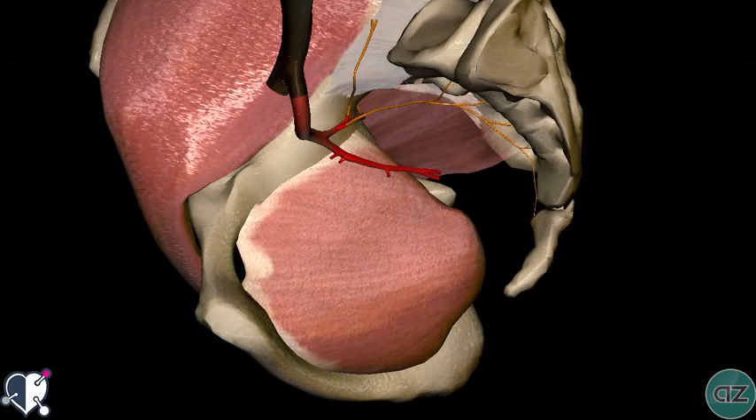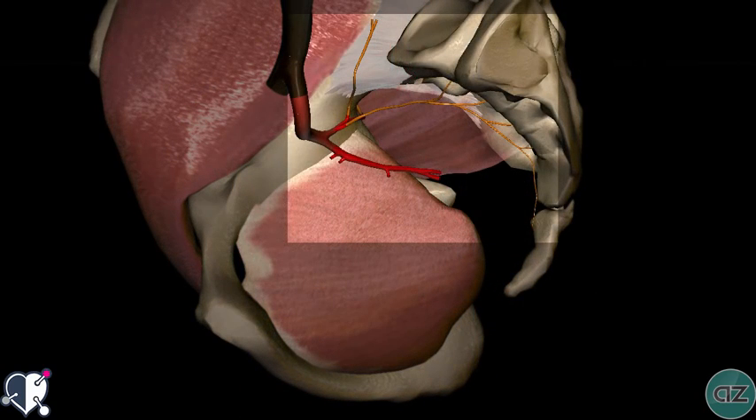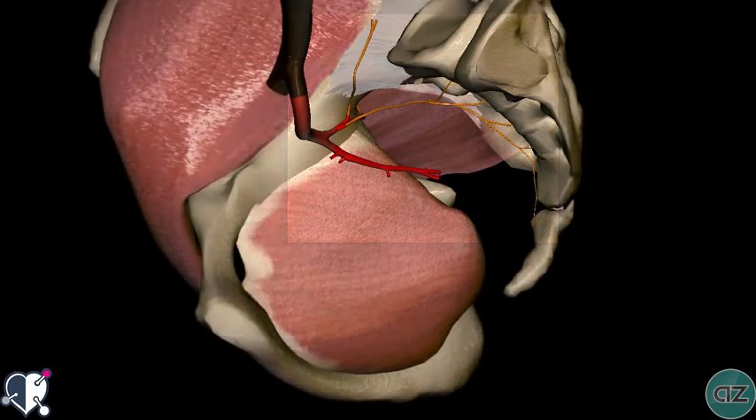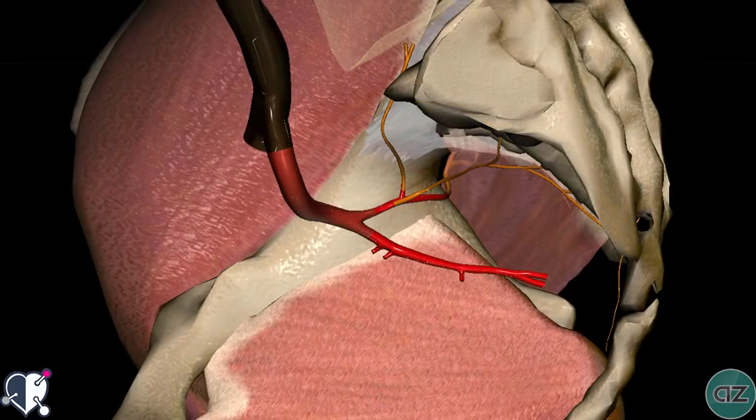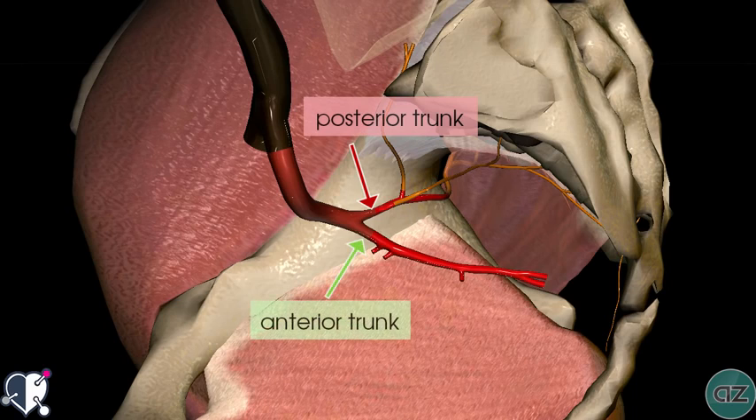What we're now looking at is the right internal iliac artery, and we've removed the left and we've removed the external iliac artery. I've just zoomed in a little bit closer and you can see the two trunks. One extends posteriorly and is known as the posterior trunk, and the other one, which I've removed the branches from and will come on to talk about in a moment, is the anterior trunk. So you've got the anterior and posterior trunk.